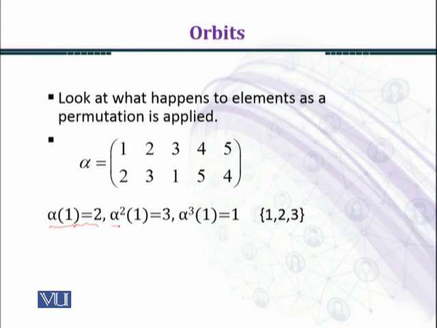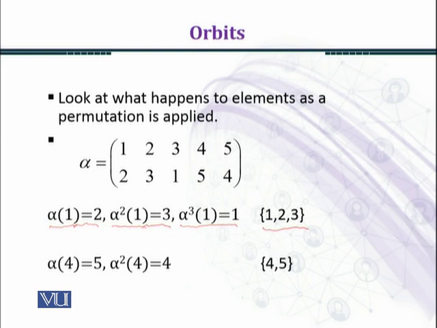And when we act again alpha on 1, we write it as alpha square 1, and you can see that alpha will act 2 times. At first 1 goes to 2, and then at second 2 goes to 3, and in this way we get alpha square 1 equals 3, and alpha cube 1 equals 1. Here alpha is acting on 1 three times, and we have completed 1 cycle, and in the orbit we have 1, 2 and 3. This is the first orbit of alpha.